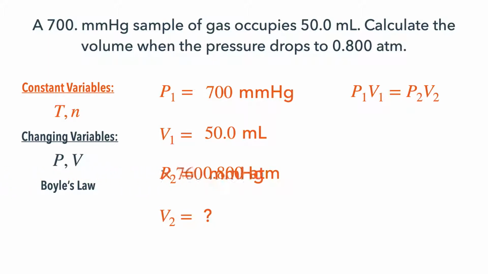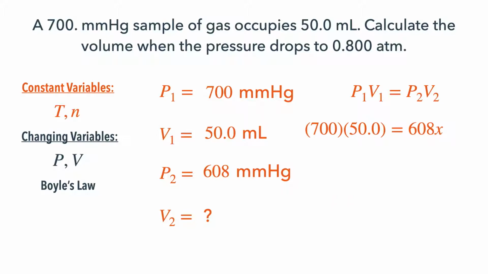Thus, I need to multiply the final pressure by 760 millimeters of mercury, since 1 atmosphere is equal to 760 millimeters of mercury. This gives me a pressure of 608 millimeters of mercury. Now we are ready to replace the variables in the equation. We isolate x by dividing by 608 to get a value of 57.565 milliliters. We need to take into account significant figures. Since this was all division and multiplication, it would be the least number, which is 3 in this case. Thus, the final answer would be 57.6 milliliters.